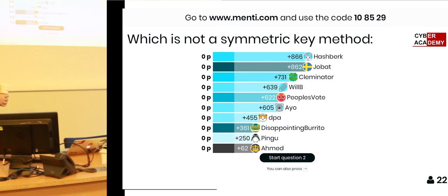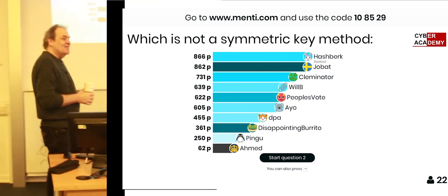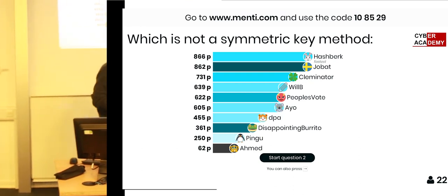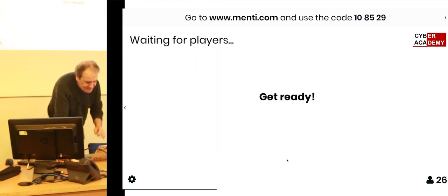Hashberg. It's done okay. People's Vote did very well there. Disappointing burrito. Something to do with lunch there. And then Pingu's doing quite well in there.